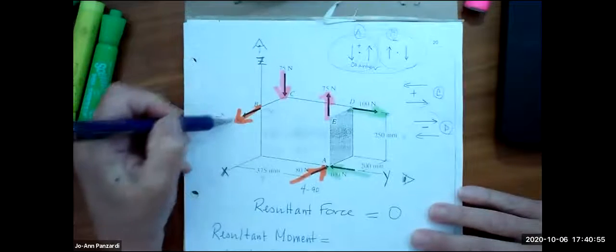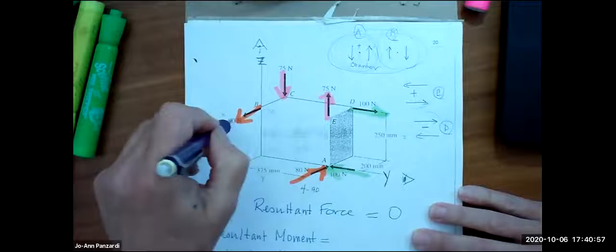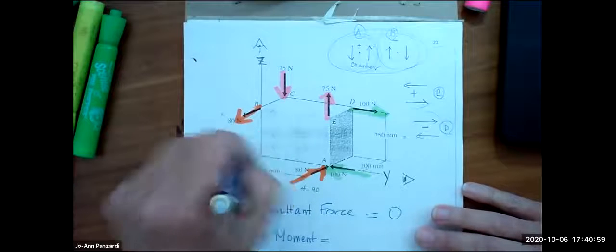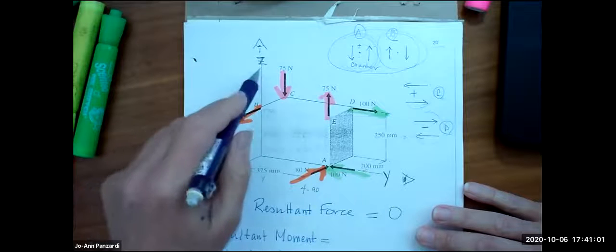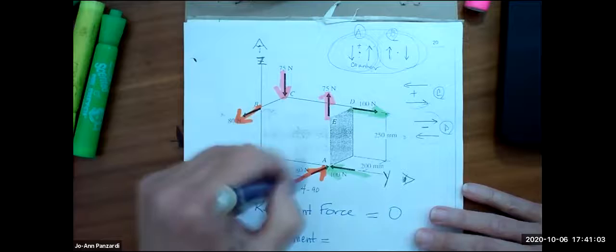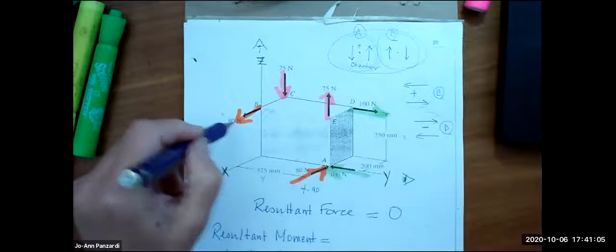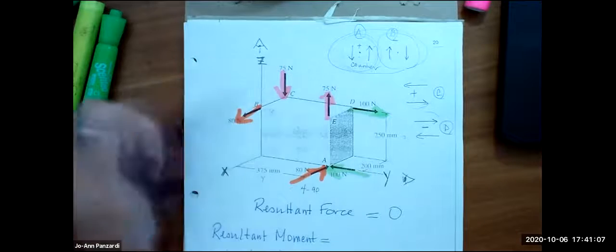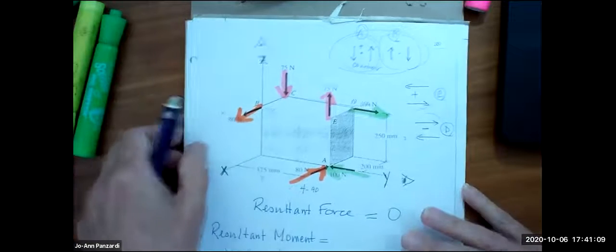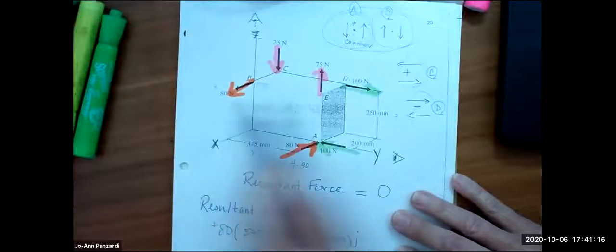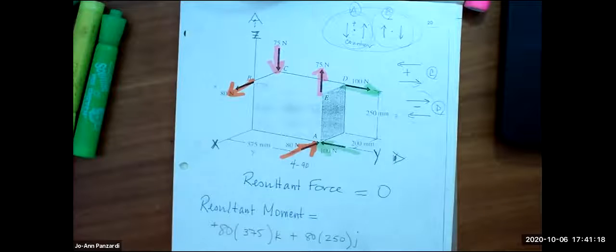Is the 80 creating a counterclockwise or a clockwise spin around Z? It is creating a counterclockwise spin around Z, so it's positive. I think that's a really great way of thinking about it. All right. So for the 80 with Y, the 80 is creating a counterclockwise spin around Y, so it's positive.